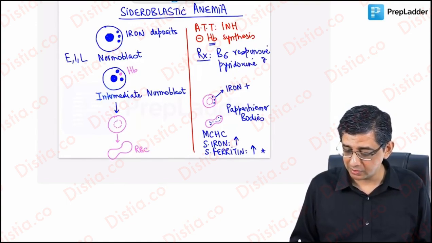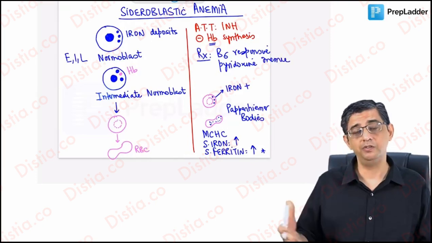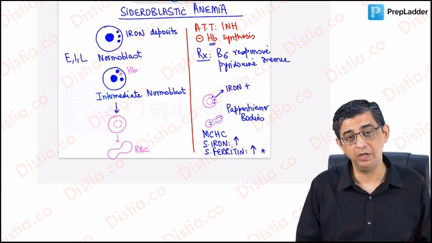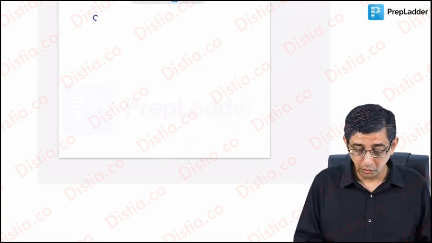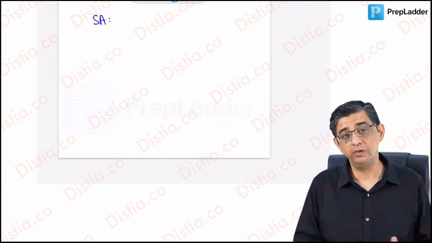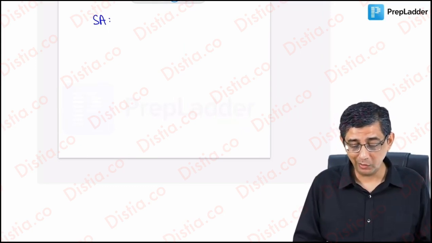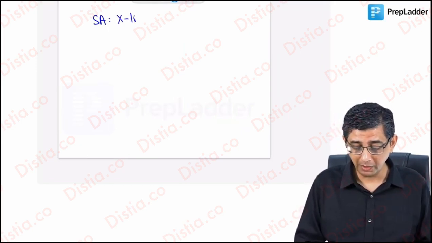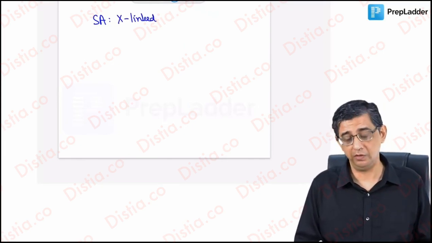Pyridoxine responsive anemia: your answer would be the sideroblastic anemia that is seen with the anti-tubercular drug isoniazid. So don't be under the impression that it would be seen only with an ATT-induced scenario. It can be X-linked also. So genetics play a role in development of sideroblastic anemia.